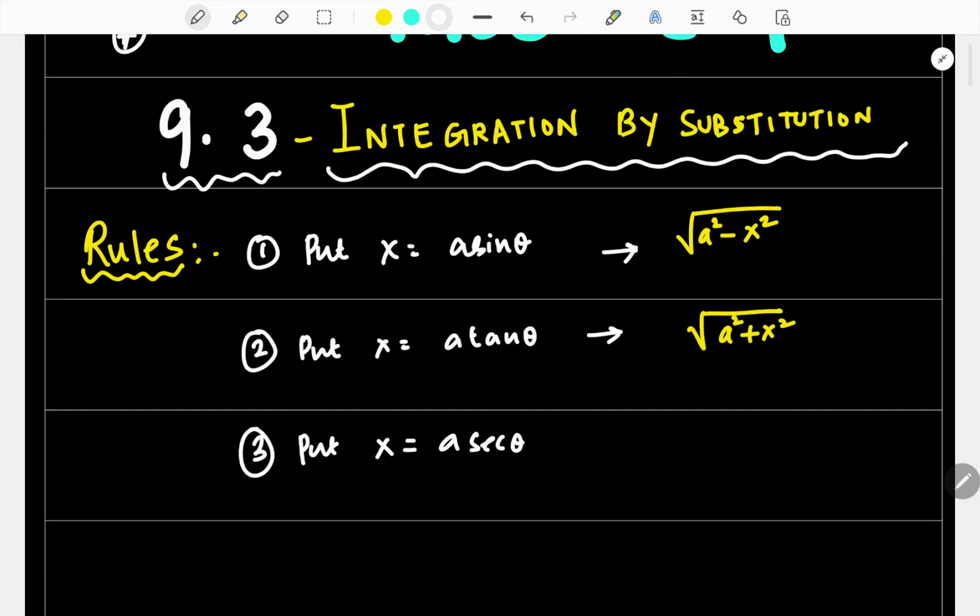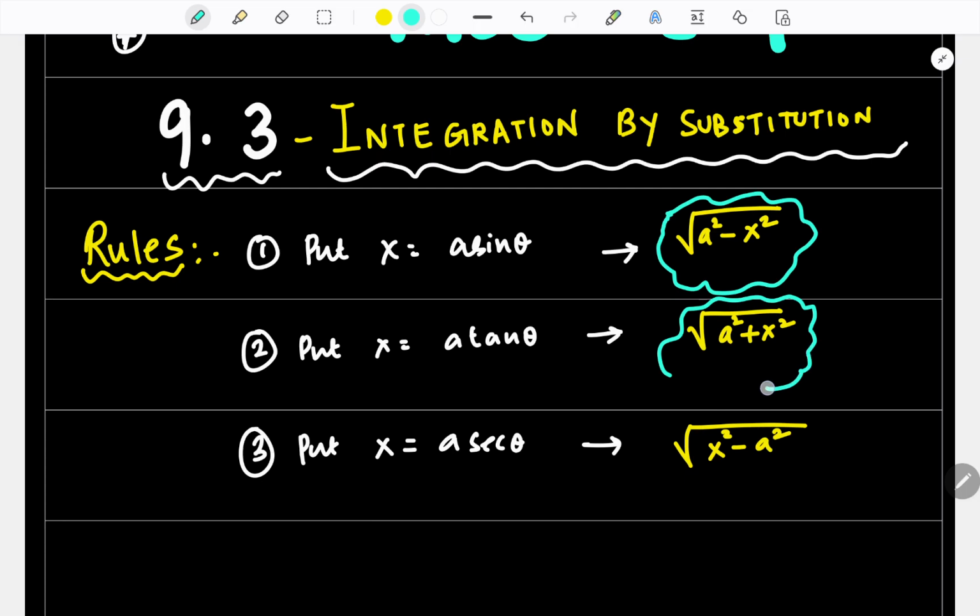When do you use the secant substitution? When you see x squared minus a squared in the question. So keep in your mind: constant minus x squared, the root of constant squared plus x squared, and x squared minus a squared. You will always make mistakes in these 2 things. This is constant minus x squared. This is x squared minus constant. So these 3 types of substitutions you have to remember.